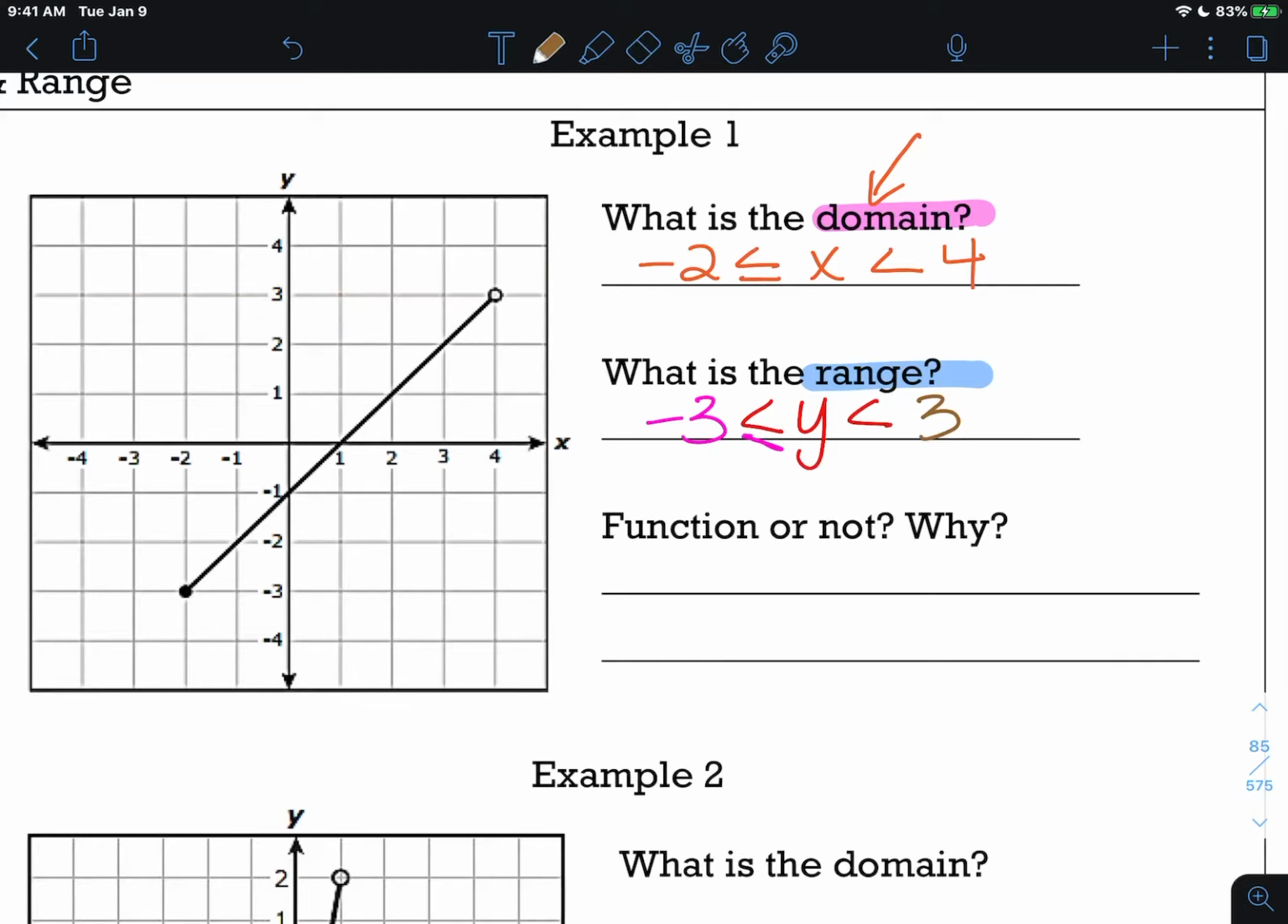So the way that I would read this is I would say my domain is -2 is less than or equal to x, which is less than 4. You can also say my domain runs from -2 all the way up to, but not including, 4.